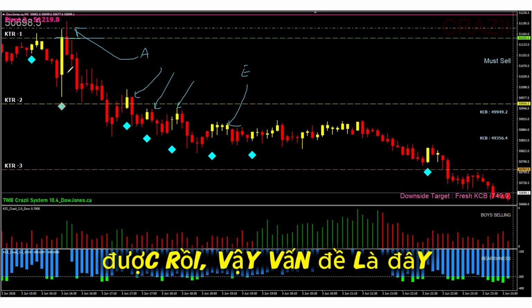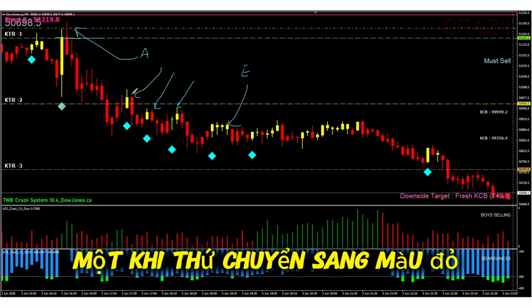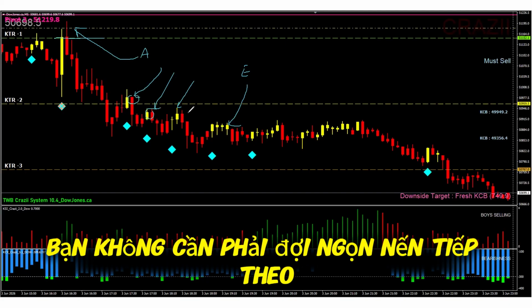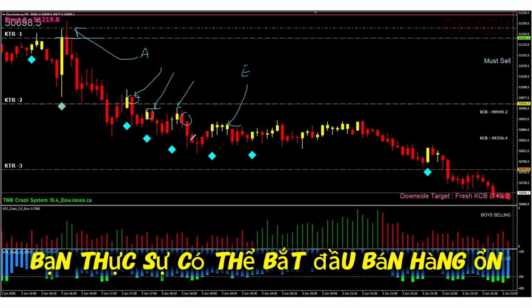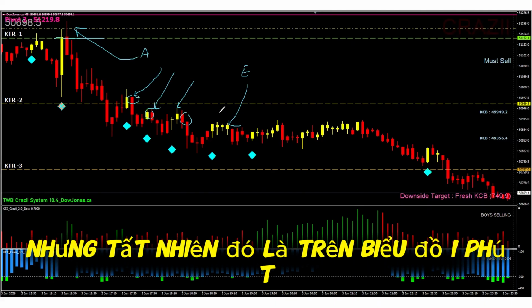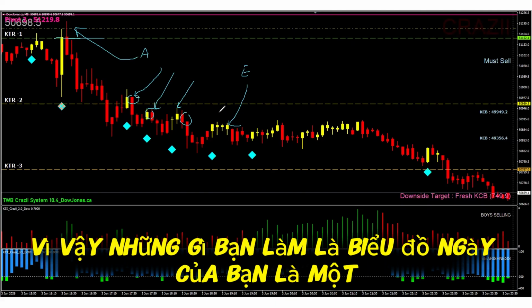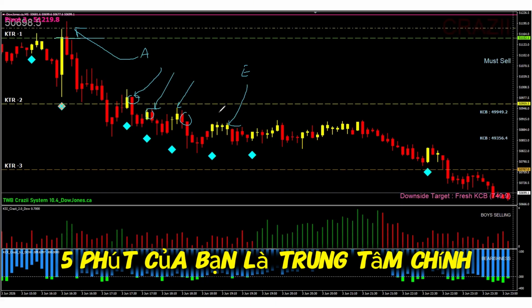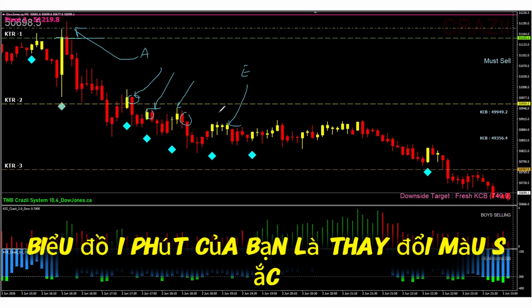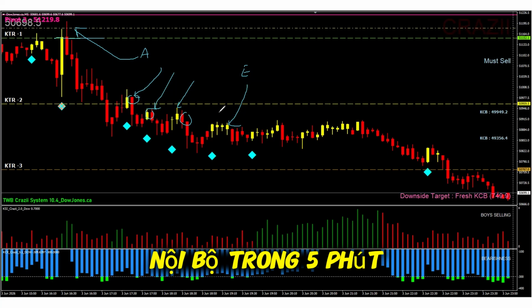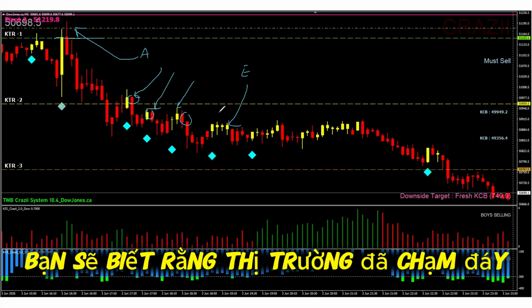All right, so the thing is this, once the thing turns red in color, you don't need to wait for the next candle. You can actually start to do your selling. All right, but of course that is on the 1 minute chart. So what you do is this, your day chart is 1, your 5 minutes is the main center, your 1 minute chart is to change the color internally for the 5 minute. So actually you will know that the market has already bottomed out.